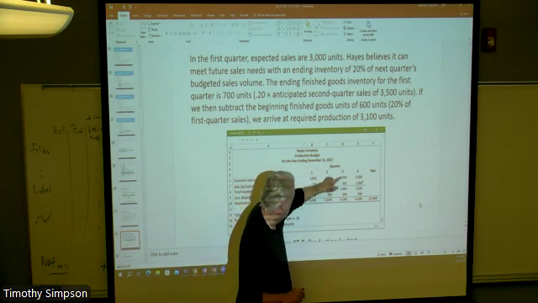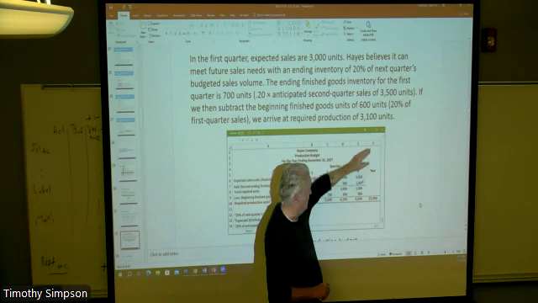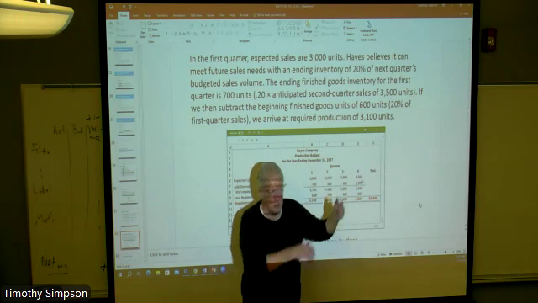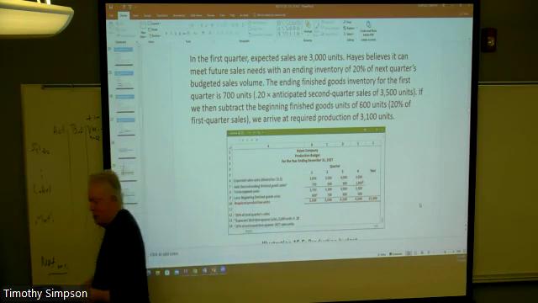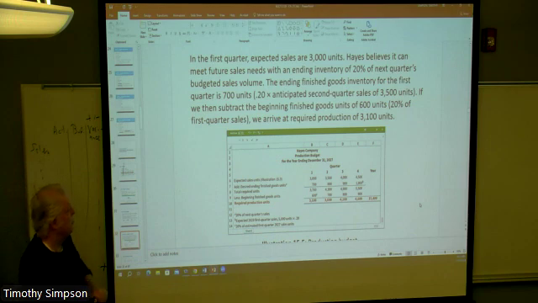And then it goes on and on. So 800 is 20% of 4,000, 900 is 20% of 4,500, and then 1,000, which we can only infer is 20% of 5,000, which is the next quarter of the next year, which we're not really dealing with here. But that's the idea, that we want to have some ending inventory on hand. Whether 20% is sensible, maybe that's too high, I don't know, but that's what this company's policy is going to be.